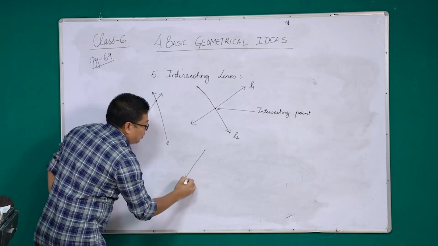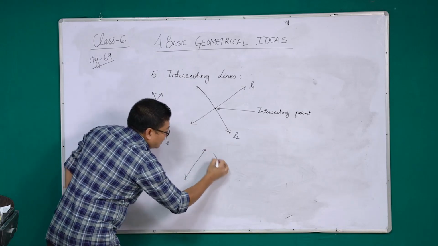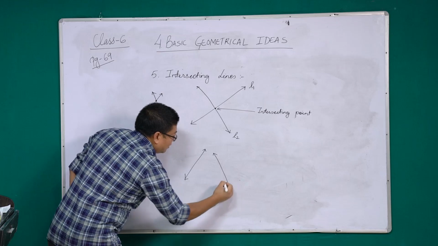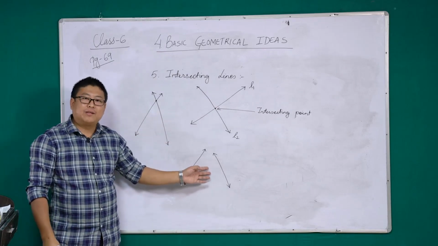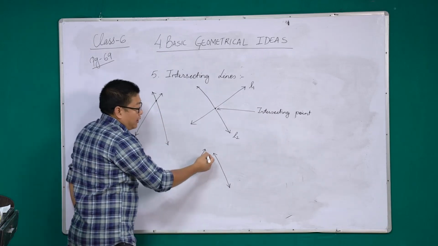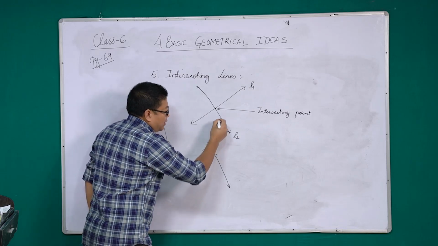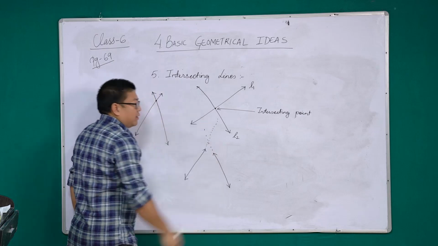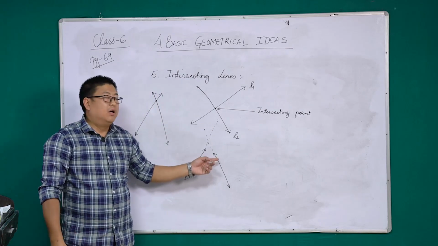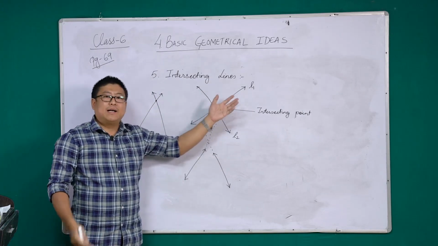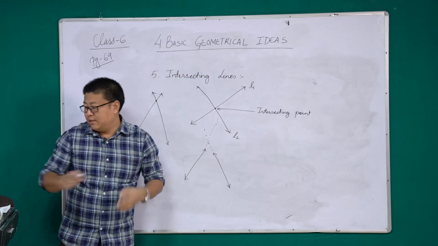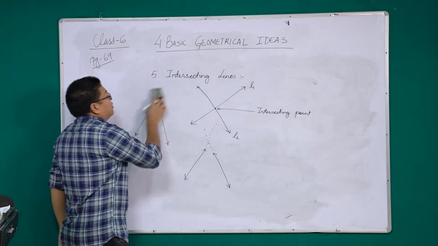For example, you draw two lines like this. You may think that they have no intersecting points, but as we have already learned, lines have no ends. You produce it, they're going to touch somewhere. They're going to meet somewhere. So intersecting lines are those lines which cross over one another. All right, let's move on to the next topic.